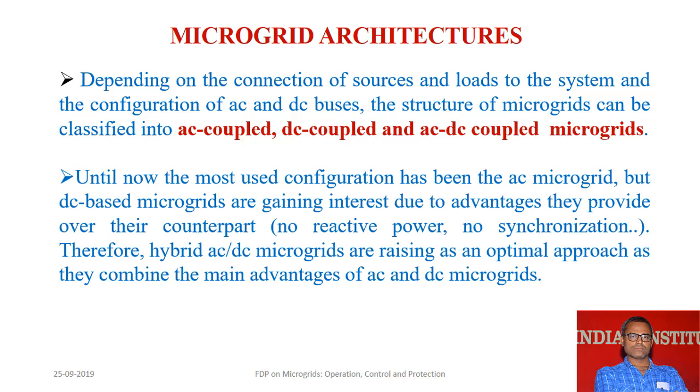Until now, the most used configuration has been the AC microgrid. Till now, we are seeing it in most of the cases. But DC microgrids are gaining interest due to the advantages they provide over the AC microgrid: no reactive power and no synchronization is required. These are the benefits we get from the DC microgrid, right? Therefore, hybrid AC-DC microgrids are rising as an optimal approach as they combine the main advantages of AC and DC microgrids.